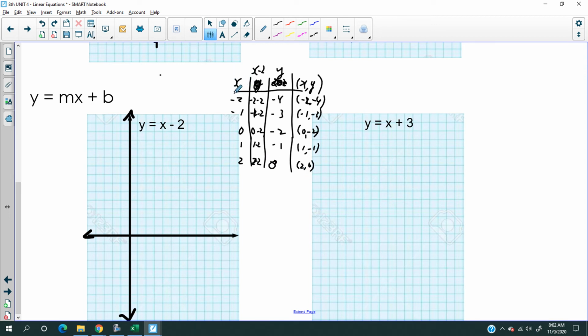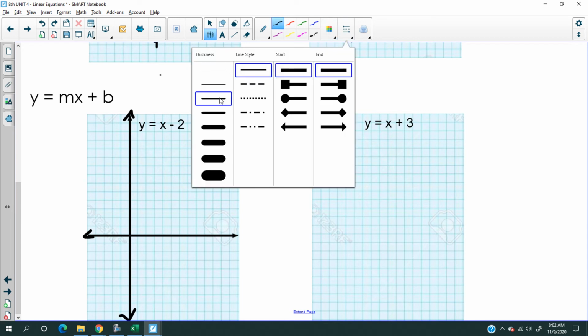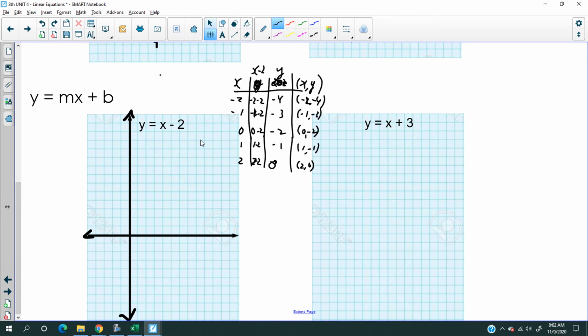All right, negative 2, negative 4. Let me use a bigger point. No, that's as big as I want to go. Negative 2, negative 4, so negative 2, 1, 2, 3, 4. Negative 1, negative 3, negative 1, 1, 2, 3. 0, negative 2. 1, negative 1. And then 2, 0.